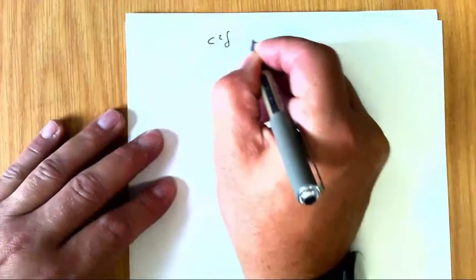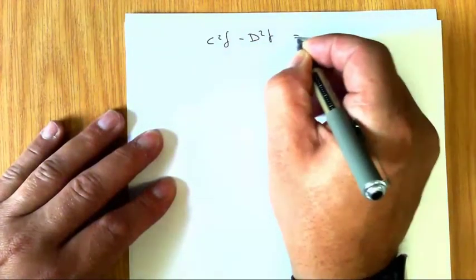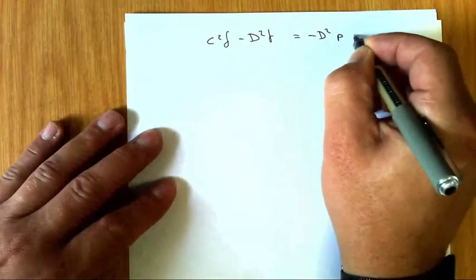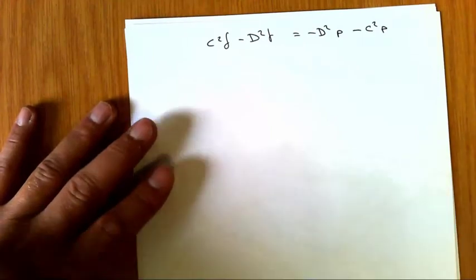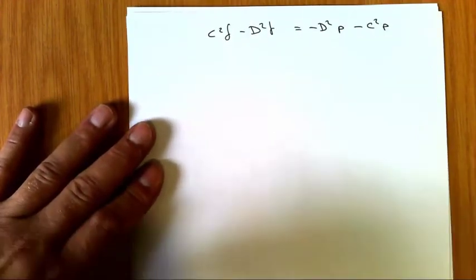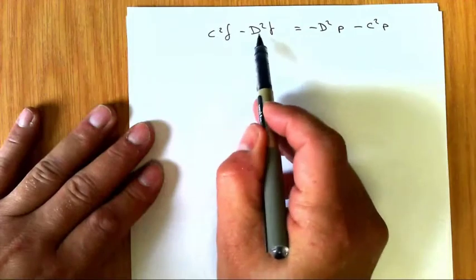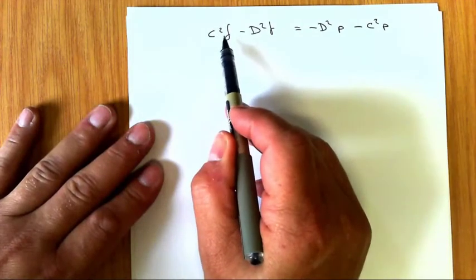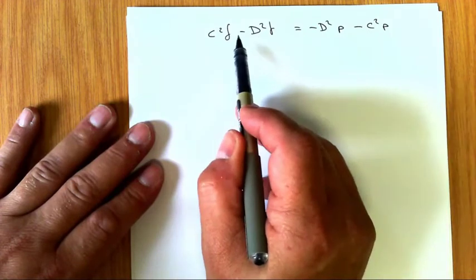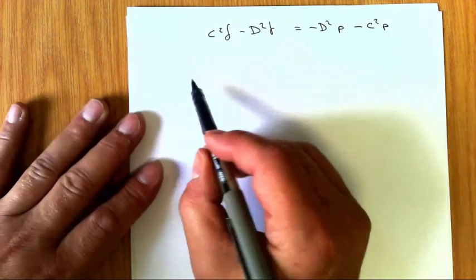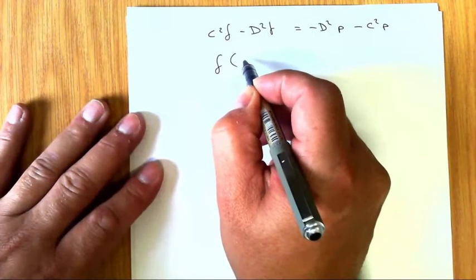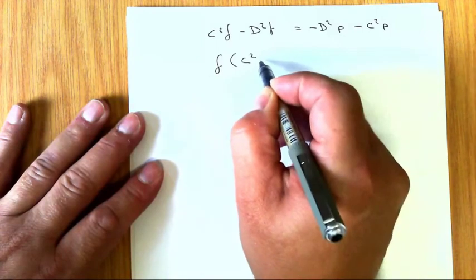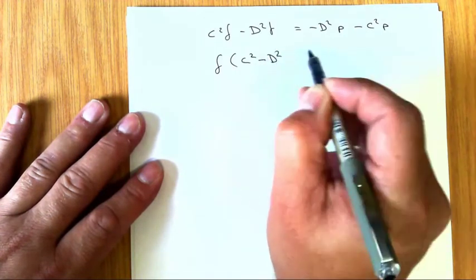So just in case you haven't got that, that's c squared f minus d squared f equals minus d squared p minus c squared p. Okay, so in these two terms we have a common factor. We have something which is in both, and that's the f. We can factorize it out. So if we take it out by factorizing, we end up with f times a bracket which inside it has c squared minus d squared.